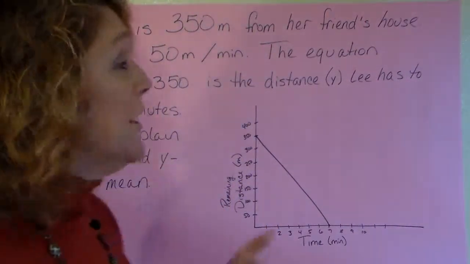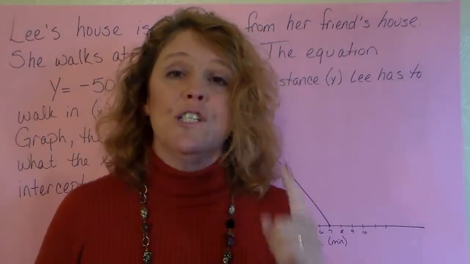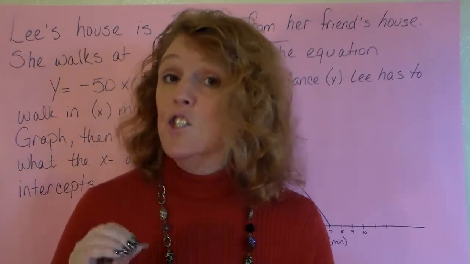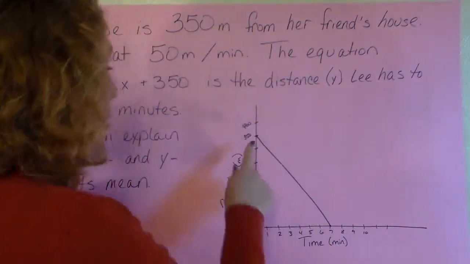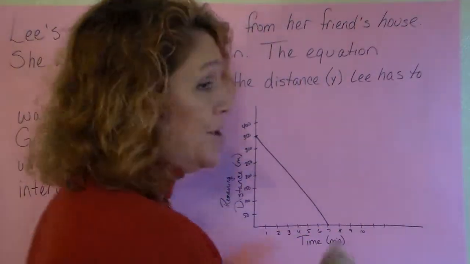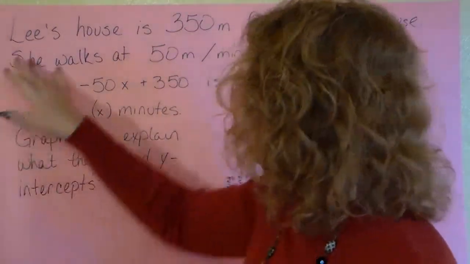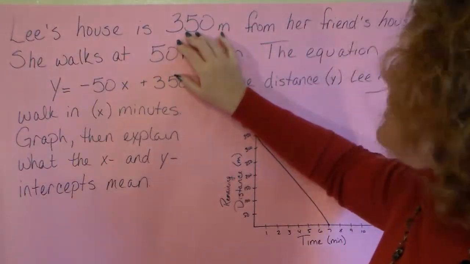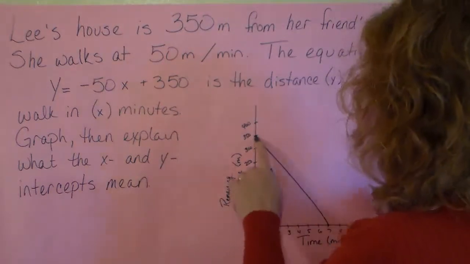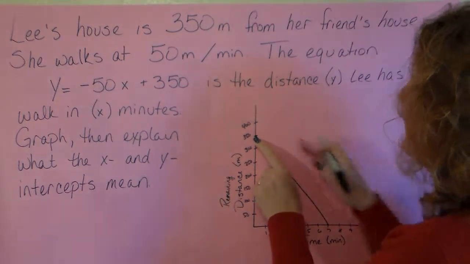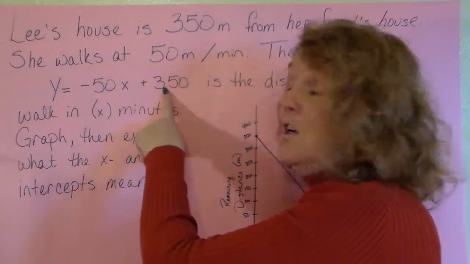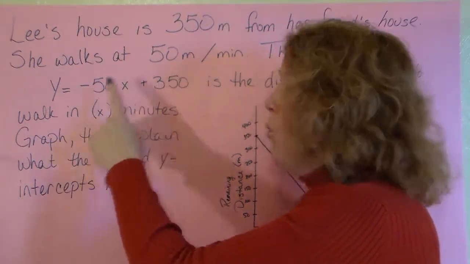So she started out at her friend's house, and she's coming home, and it's the distance from her house. So she's going to start far away and go towards her house. Lee's house is 350 meters away, so we're going to start at 350 meters away, and she walks 50 meters per minute. So how far has she walked in 1 minute?